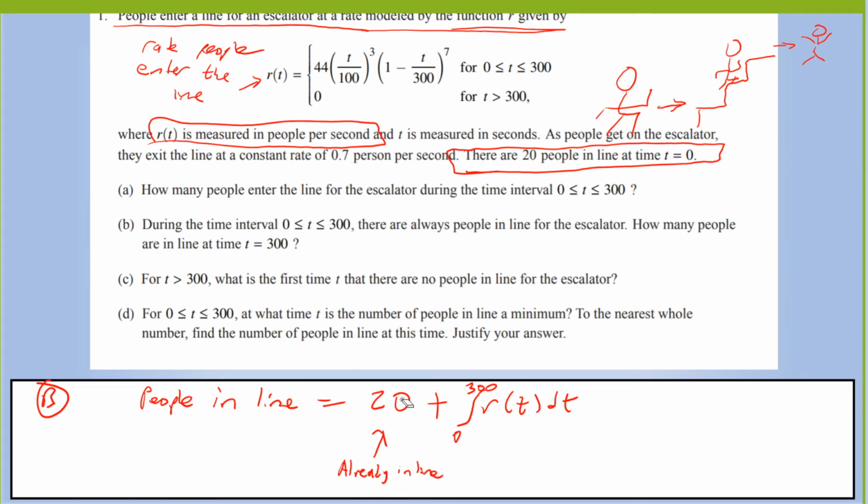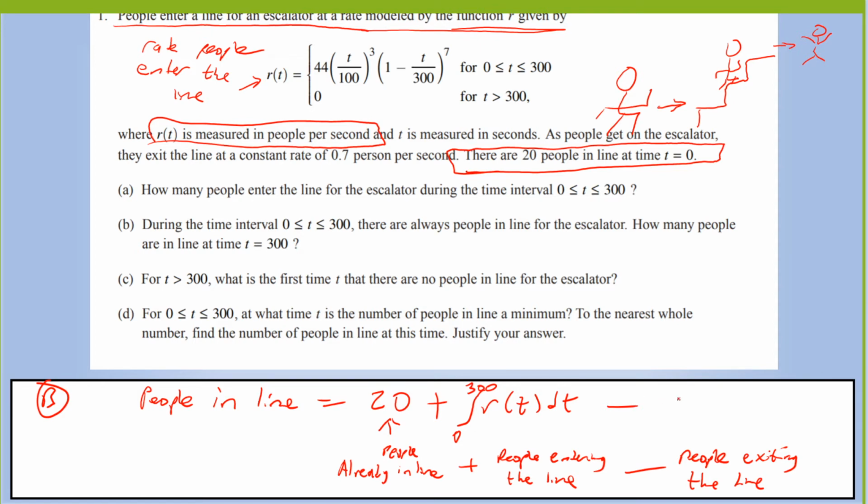Let's do this in better English. This is people already in line plus people entering the line minus what? Exiting. People exiting the line. Okay, how can I get the total number of people that exited?